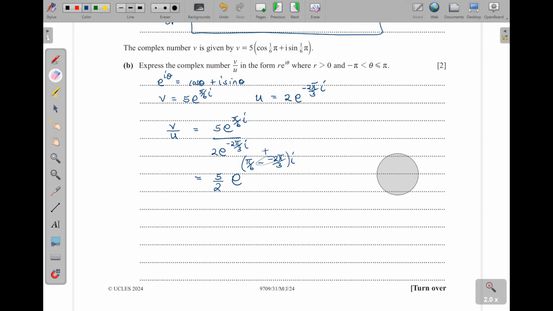So that means we shall have 5 over 2 times e to the power of 5πi/6. So that is going to be our expression. So the new r is this 5 over 2, and the new theta is this 5π/6. So that is that.